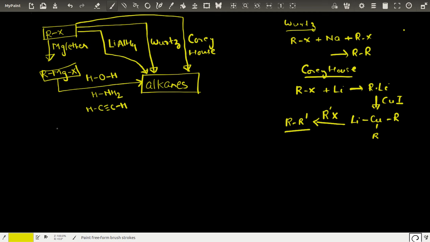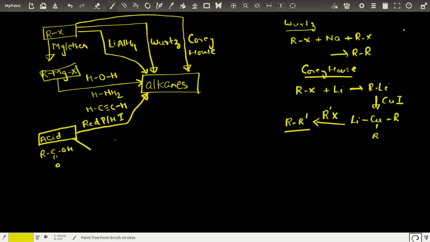Alternatively, the preparation method of alkane can also start with the acids. So if we have acids, the carboxylic acid RCOOH, right? So we have 2 or 3 methods to convert that into alkanes. If we have to preserve the number of carbons and we don't want to lose any carbons, we have red phosphorus HI reduction. So red phosphorus HI would maintain the number of carbons.